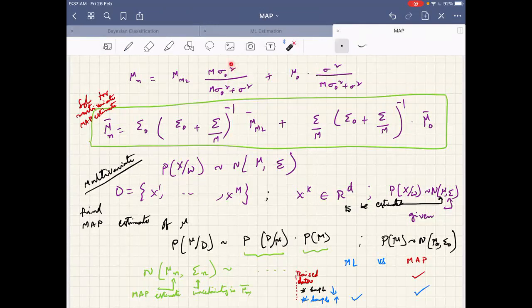See, assume that I don't have much prior knowledge in mu naught. So I don't have any assessment of the parameter I want to find. That means the variance, sigma naught square, is very high in the estimate of mu. So in that case, what do I go for?